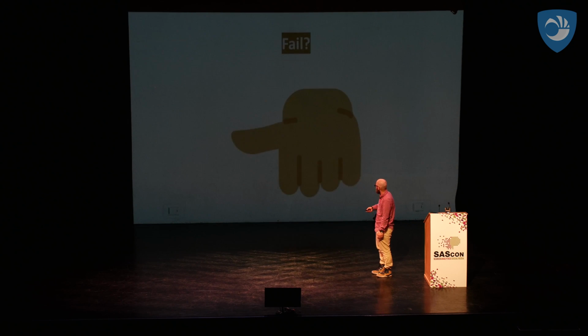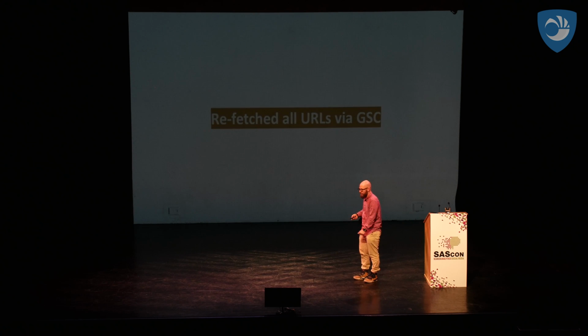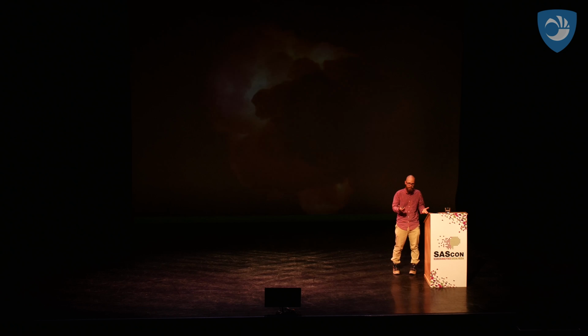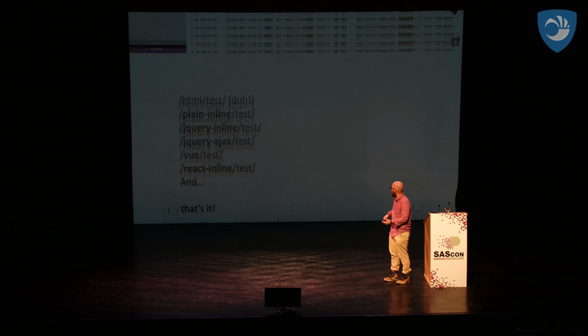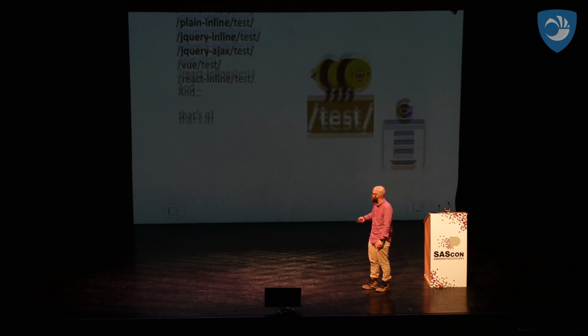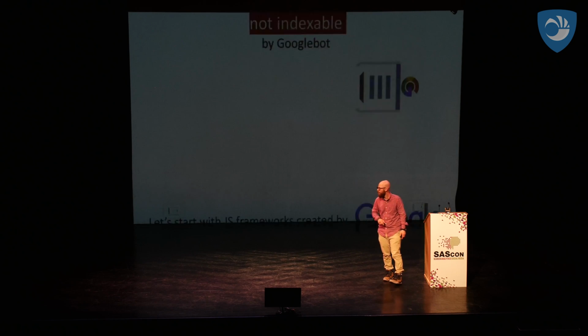Googlebot kept us waiting for a while. We didn't see anything in the logs. We figured, okay, that's a fail. But then we refetched all the URLs through Google Search Console, and we saw some of the URLs being crawled. That was a real wow moment for us. And not to keep you waiting, those were all the frameworks that were crawled by Googlebot, nothing else. I'm going to show that in a second. So some of the JS frameworks are definitely not crawlable and 100% not indexable by Google.